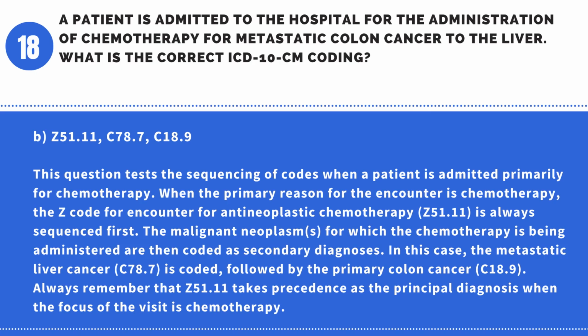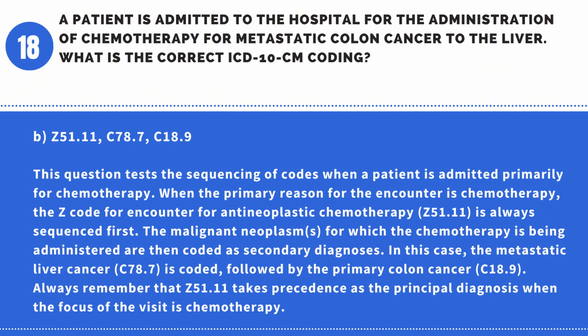Answer B. Z51.11, C78.7, C18.9. This question tests the sequencing of codes when a patient is admitted primarily for chemotherapy. When the primary reason for the encounter is chemotherapy, the Z code for encounter for antineoplastic chemotherapy, Z51.11, is always sequenced first. The malignant neoplasms for which the chemotherapy is being administered are then coded as secondary diagnoses.